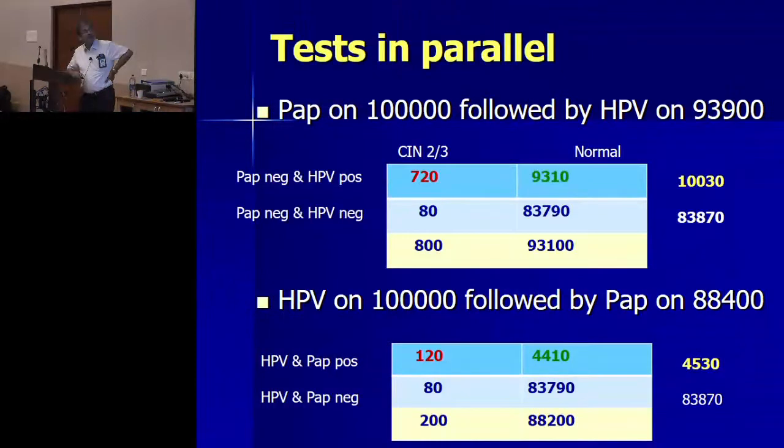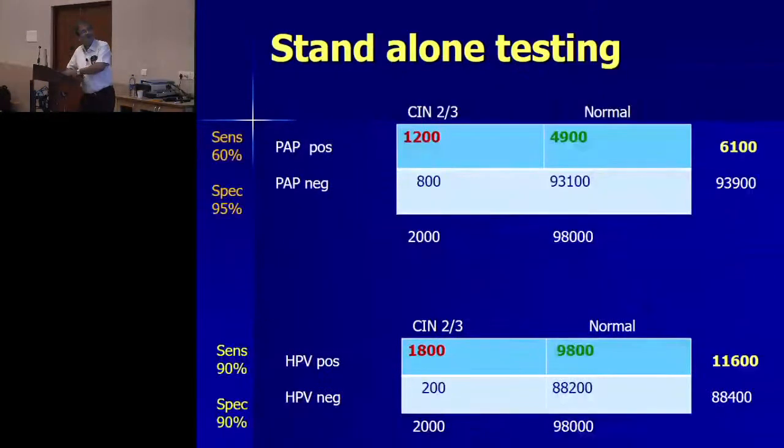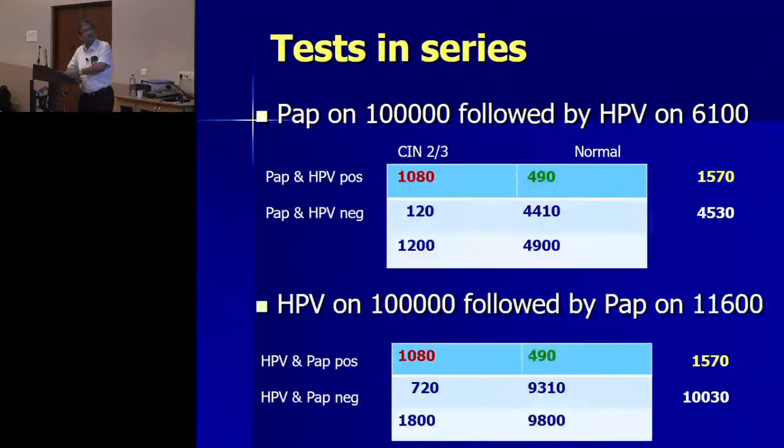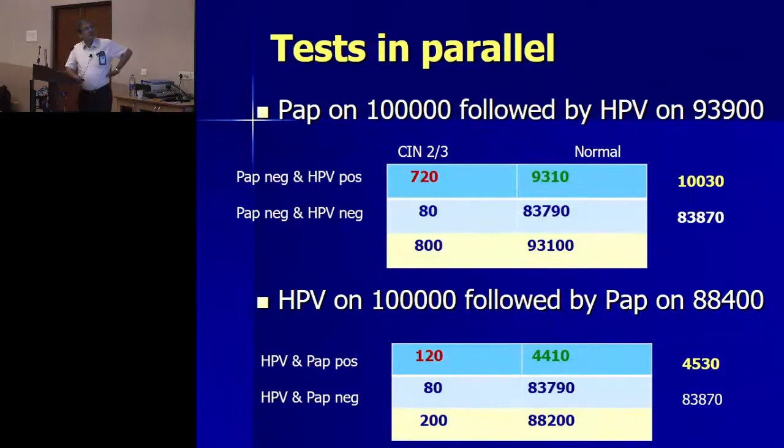93,900. Is that right? You are doing HPV on these 93,900. So this is a modified parallel. You could have done it all together if you wanted, if you wanted just one collection, one swab, one specimen, and do both the tests. Or you do it at separate times, you can do it just on 93,900. Then again using the same sensitivity and specificity that we have, out of the 800 we are picking up 720. This is what you are asking.